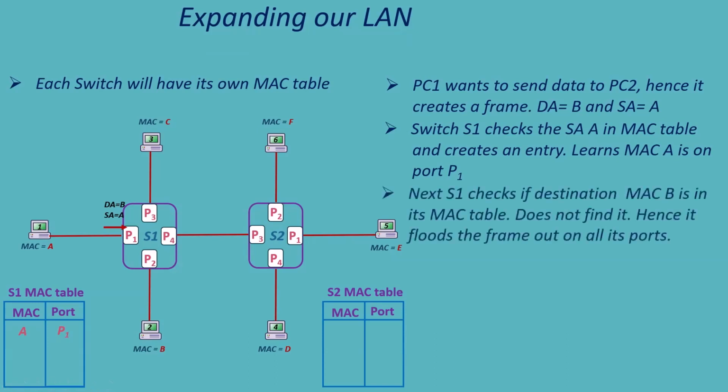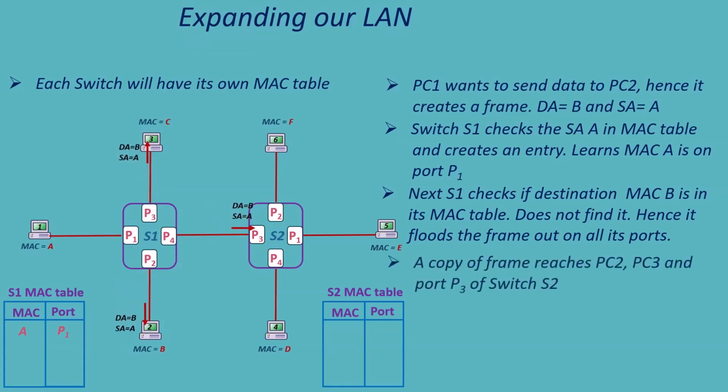Next, it will check the DA field. And since the DA field has a value of B and the B MAC address is not found in the MAC table, the obvious result of this is the flooding of the frame on all the other ports. As a result, it gets flooded out of port P2, P3, P4 of switch S1. A copy of the frame now reaches PC2, PC3, and port P3 of switch S2. Let us analyze these one at a time, starting from PC2, and then to PC3, and then how switch 2 will react.